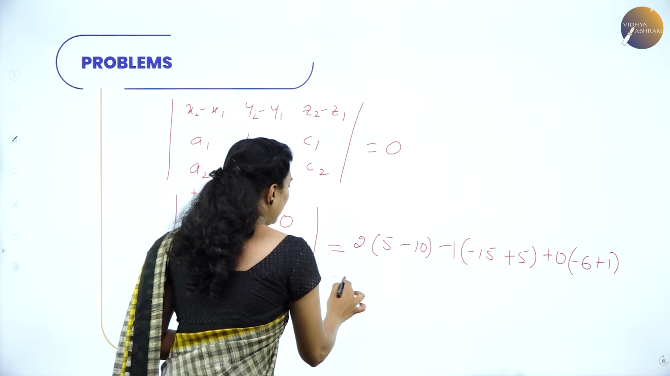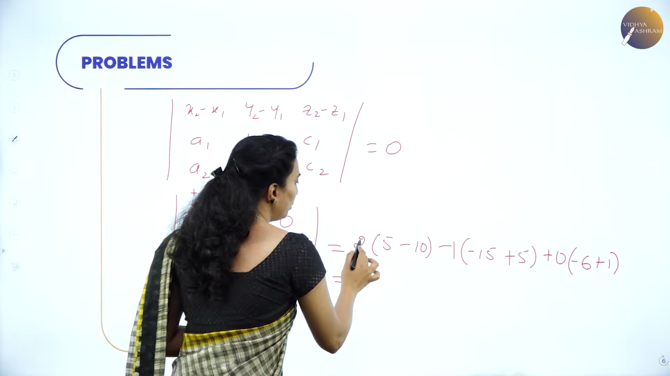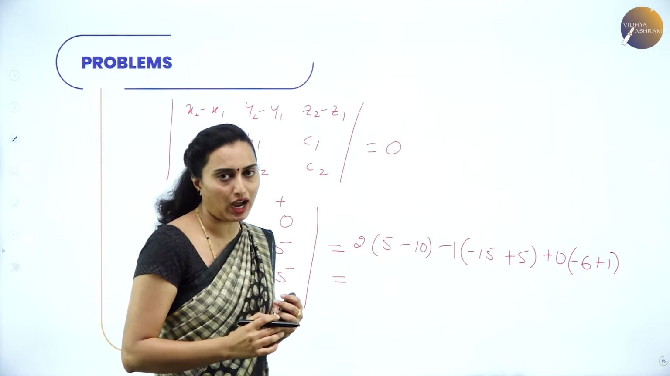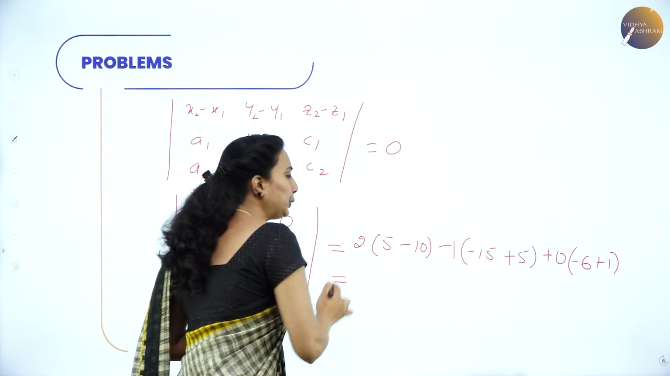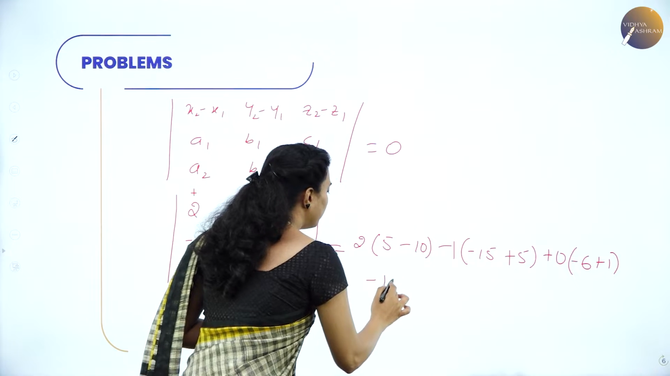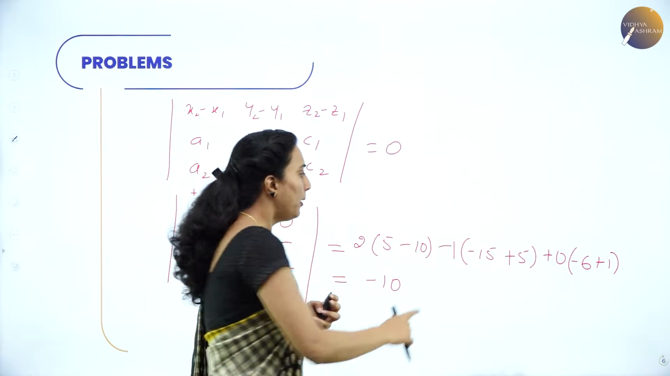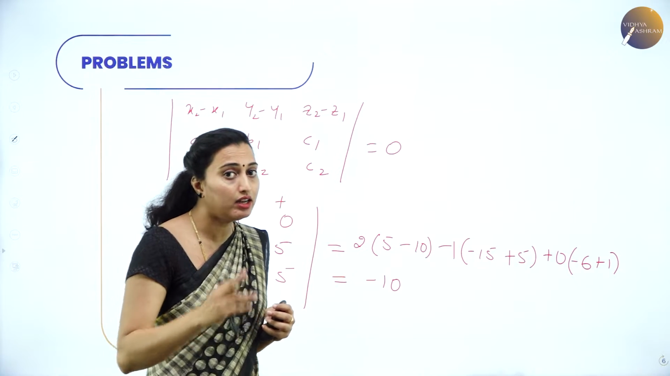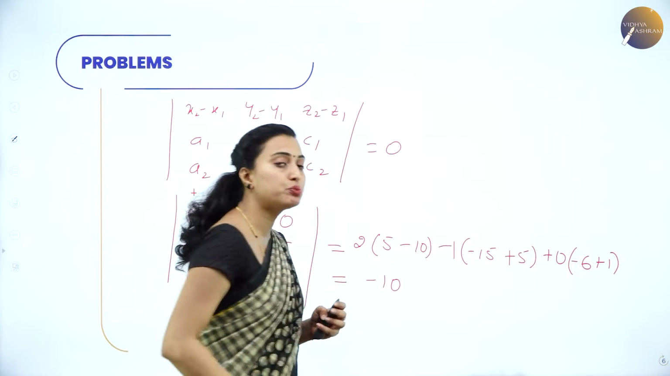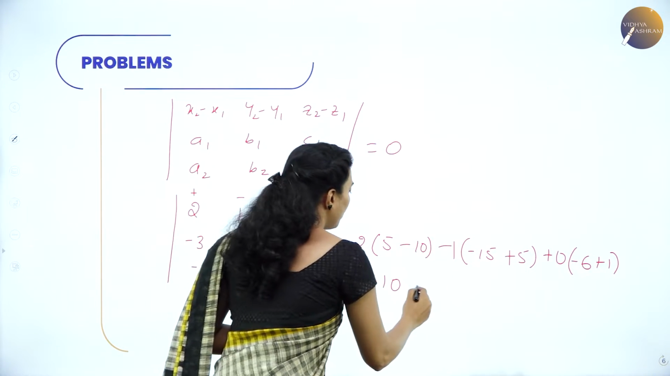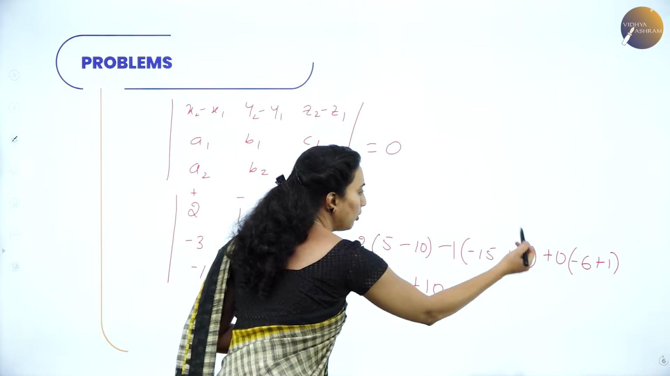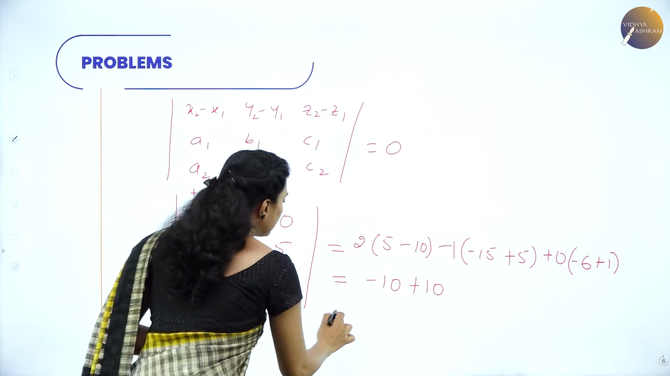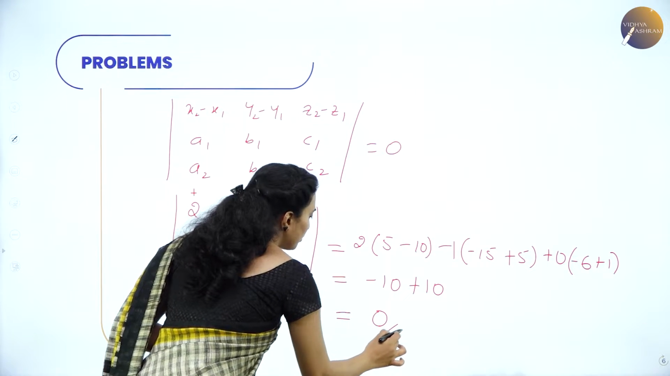So, here let me solve this. 2, 5 minus 10, that is 5 minus 10 which is nothing but minus 5. Minus 5 into 2 which is minus 10. Again, here minus 15 plus 5 which is nothing but minus 10. Minus 10 into minus 1 which is plus 10. So, plus 10. Anyway, this is 0, we are neglecting that. Minus 10 plus 10 will get cancelled, which is equal to 0.